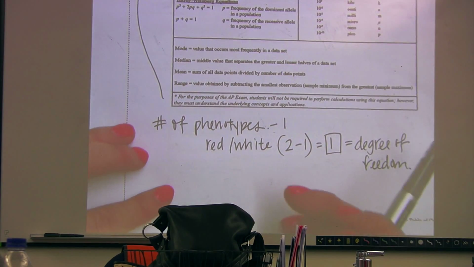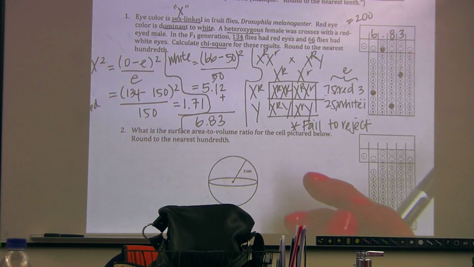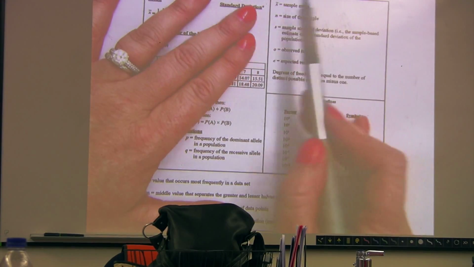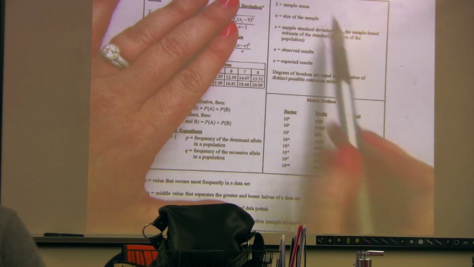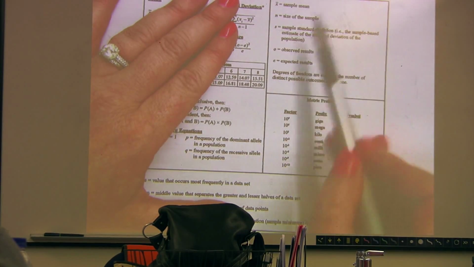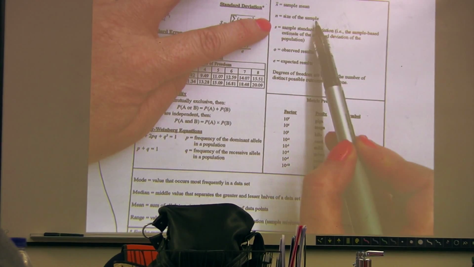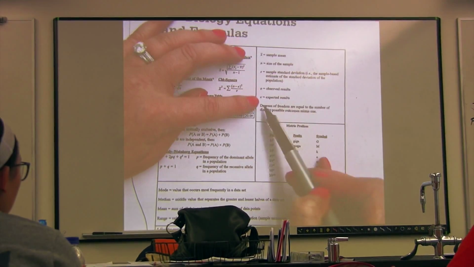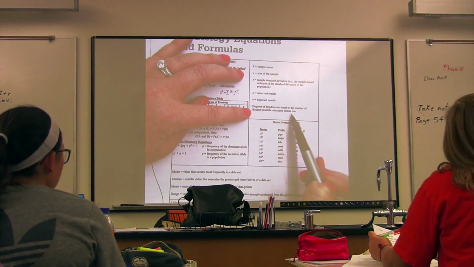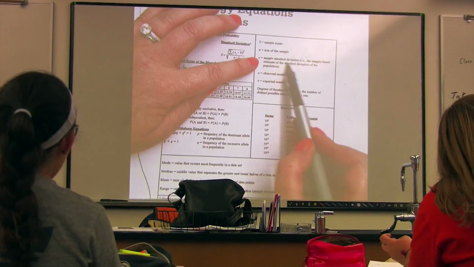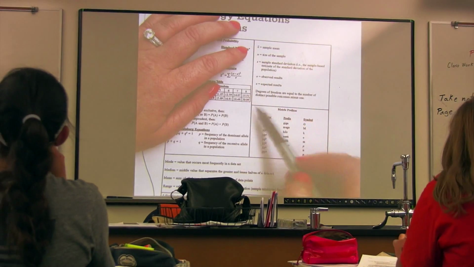Okay, let's move on. Oh, by the way, if you're confused by this, look up here, guys. See all this up here? This tells you all of the size. Like N equals the size of your sample. O equals your observed. E equals your expected. Degree of freedom is equal to the number of distinct possible outcomes minus 1. Sample is standard deviation. So this tells you other things that are related to this.